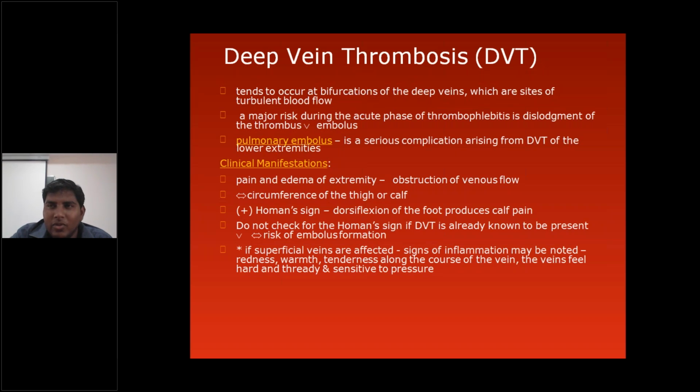In case of confirmed DVT, you should not check for Homan's sign or any other sign, because the manner in which you are eliciting Homan's sign can lead to dislodgement of the clot, and it could lead to pulmonary thromboembolism. There is risk of the thrombus getting dislodged and entering into systemic circulation.